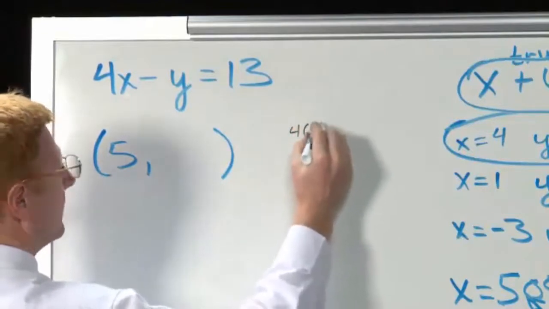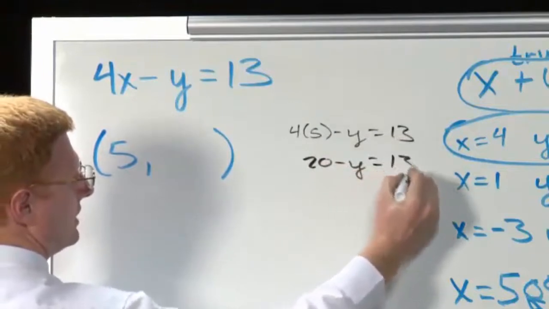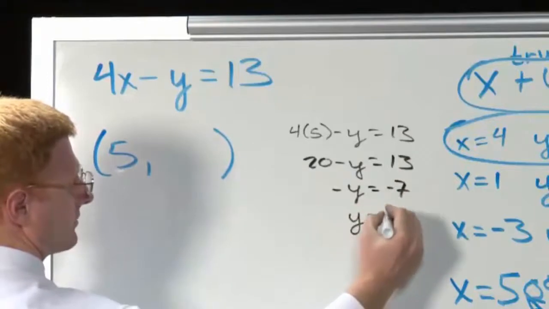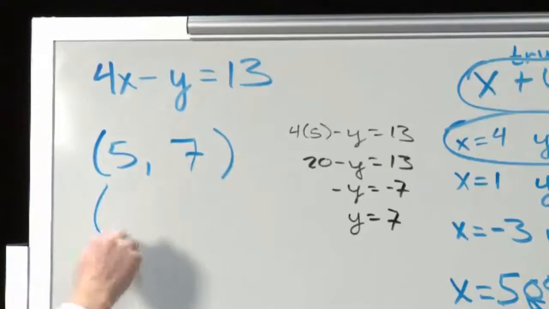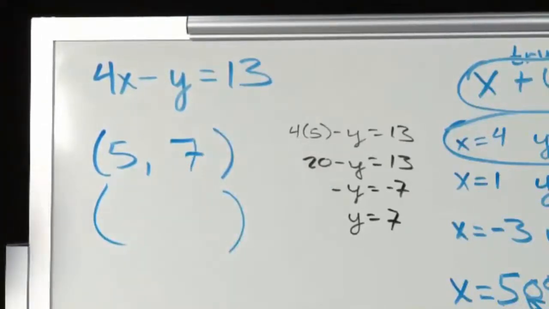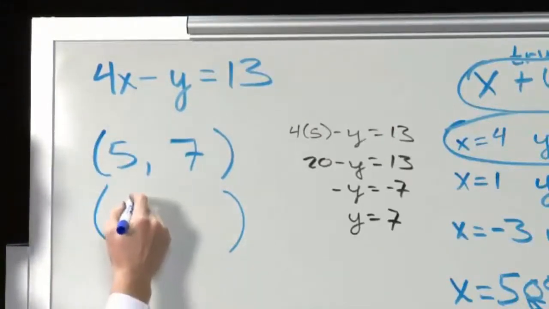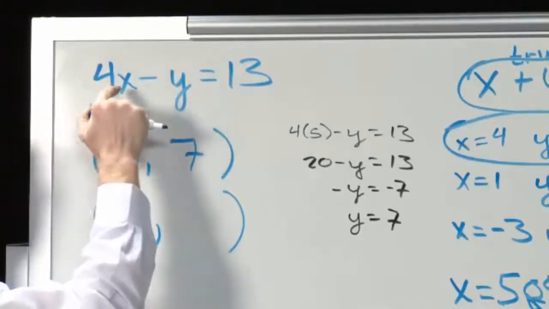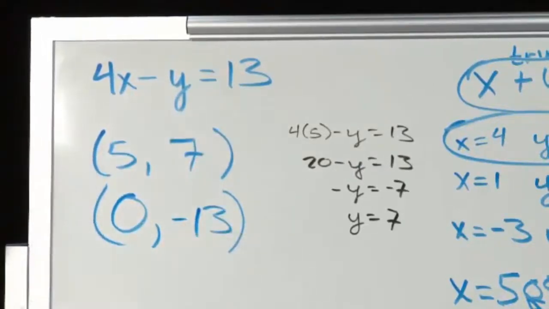Okay, 4 times 5 minus y equals 13. That's 20 minus y equals 13. Subtract 20, minus y equals negative 7. And divide by negative 1, y equals 7. So that means 5, 7 is one of them. And that's all right to go ahead and do that. Find some x's and y's that work. So, stick a number in here again. Just pick another number. 0. 4 times 0 is 0 minus, well, that better be a negative 13.